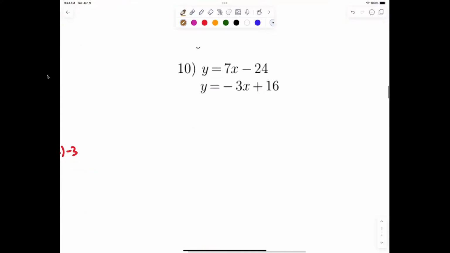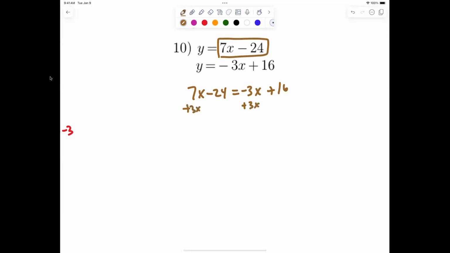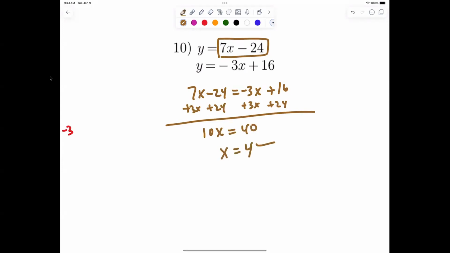All right. Everybody knock out 10 real quick. I'm going to put on pause, then you can tell me what the answer is and if you need help. Okay, here we go. So y equals 7x minus 24. So 7x minus 24 equals negative 3x plus 16. Add 3x. Add 24. So x equals what? Then just plug it in.